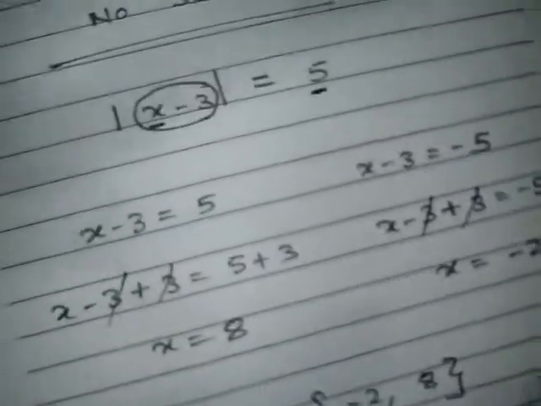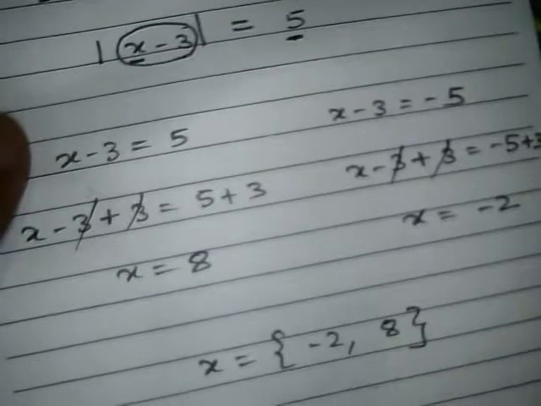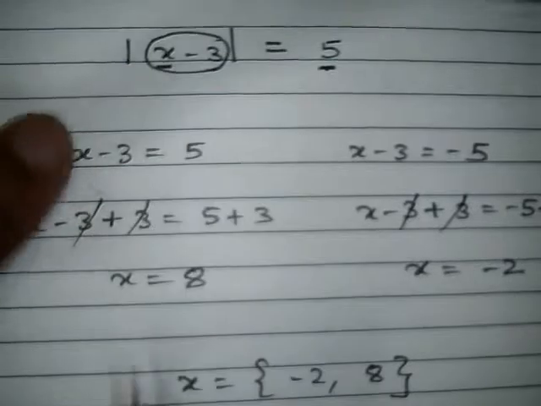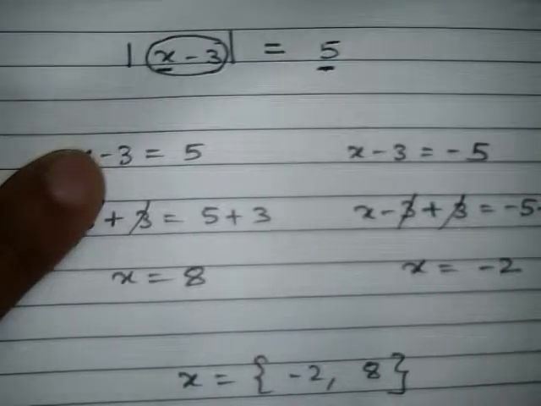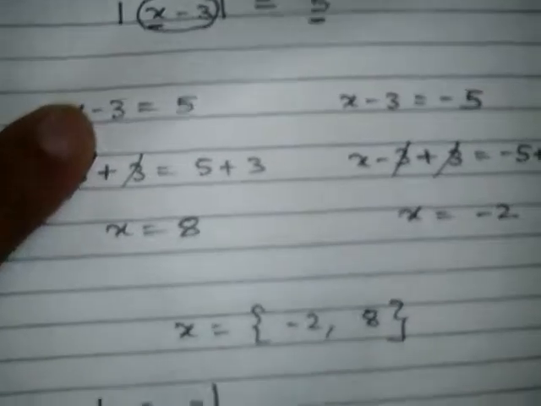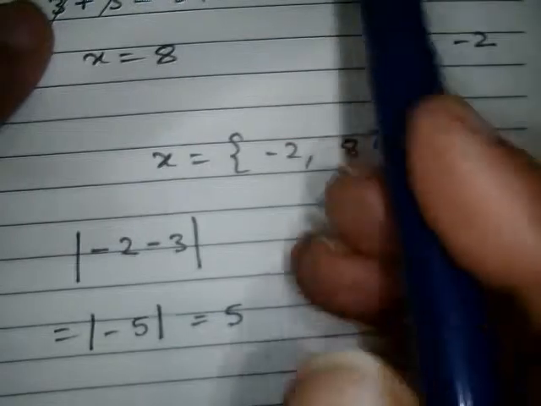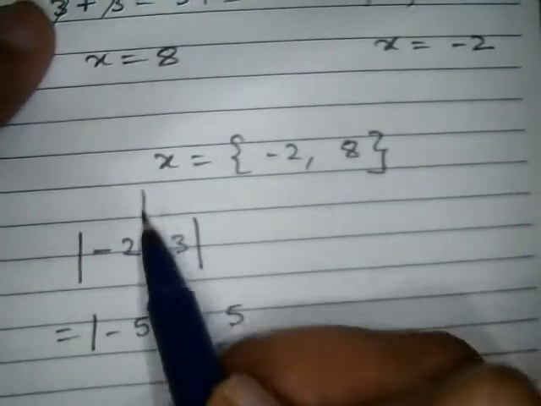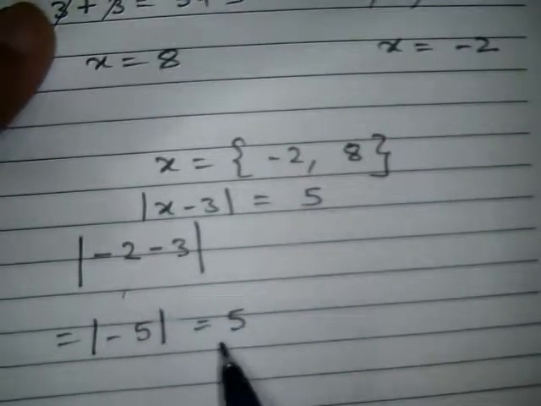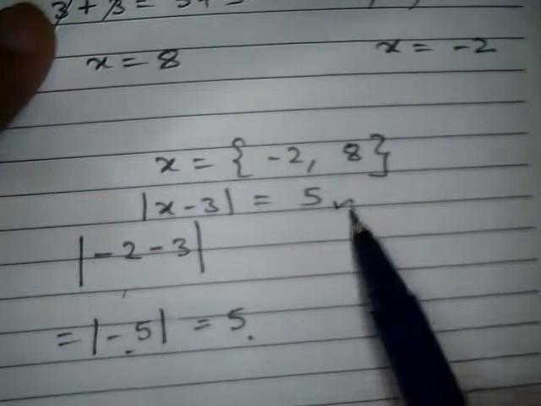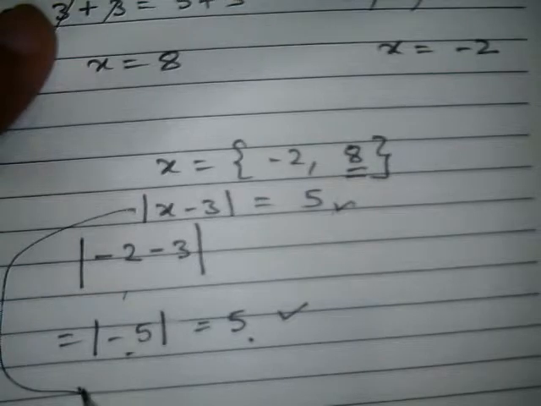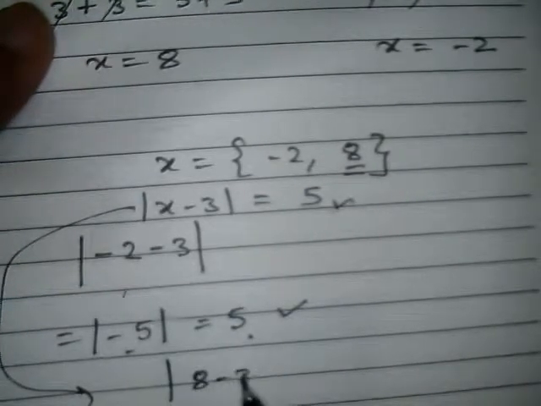Now you can see if I place negative 2 here, negative 2 minus 3 is negative 5, and negative 5 in modulus means 5. The equation was modulus of x minus 3 equals 5, so when I place negative 2, it returns 5. So the left hand side equals the right hand side. When you place 8 in this equation, 8 minus 3 is 5, and that is also 5. So this is the way we can solve it. Thank you.